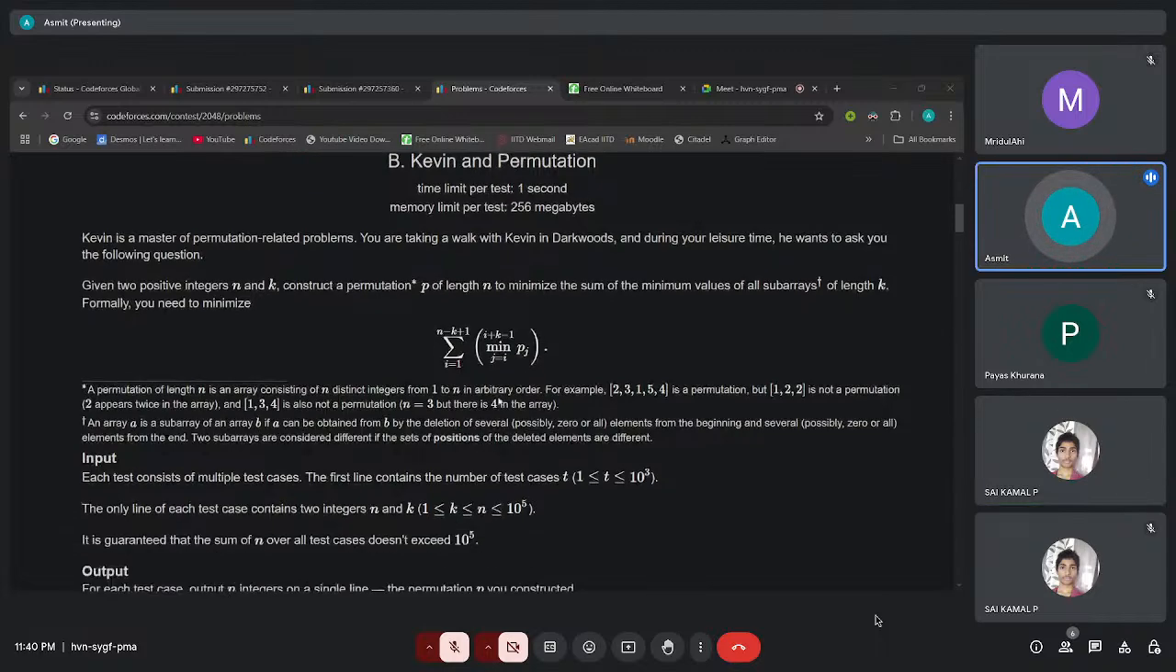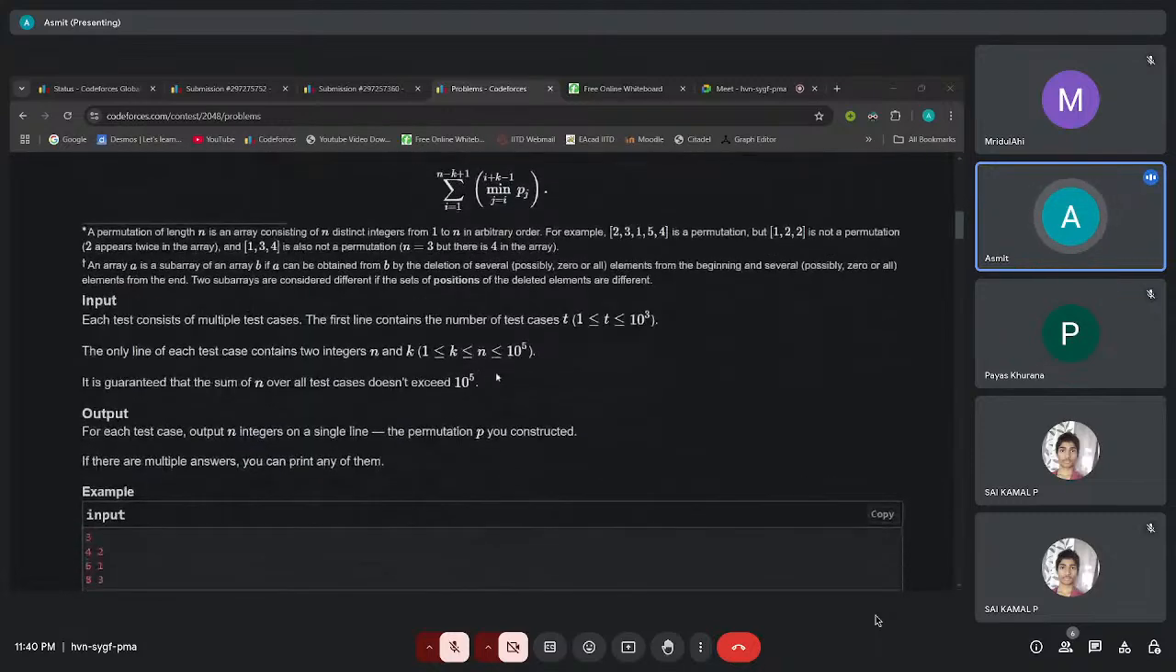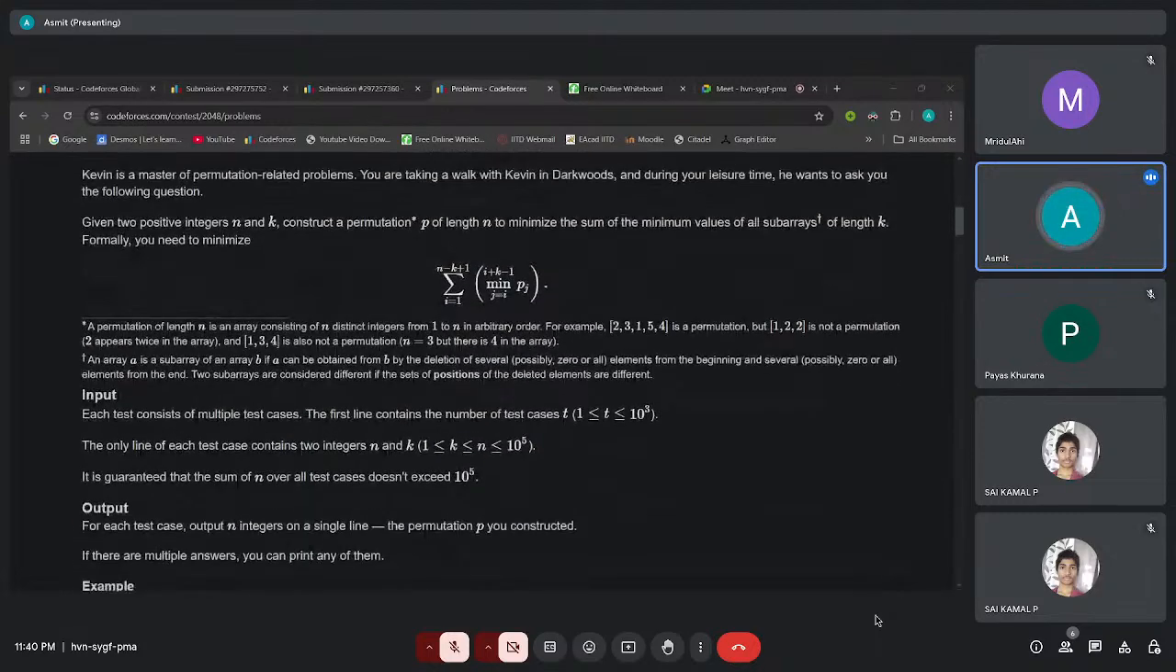So we will start with problem B now. In this problem, we have been given two integers n and k, and we have to output a permutation such that this value is minimized. This value is basically the sum of the minimums of all subarrays of length k.